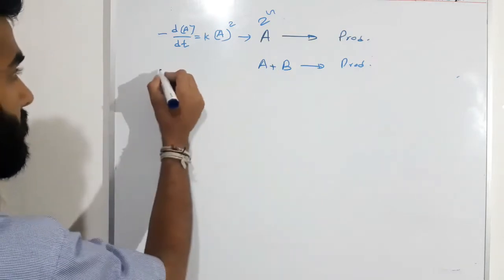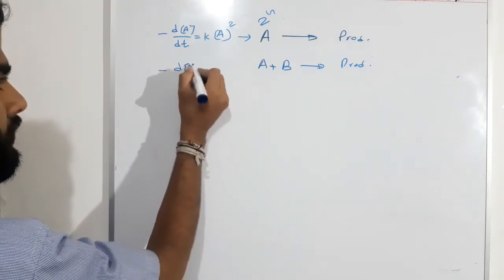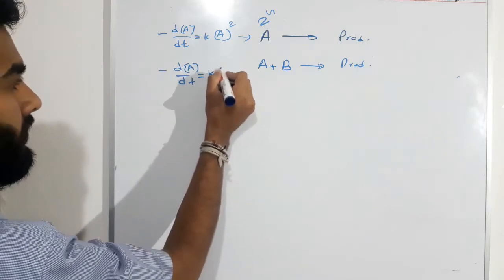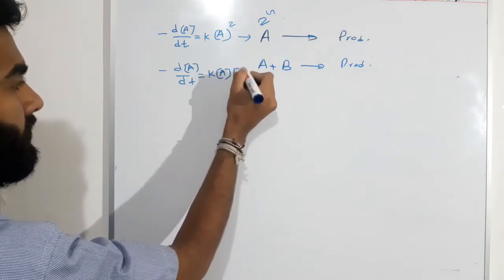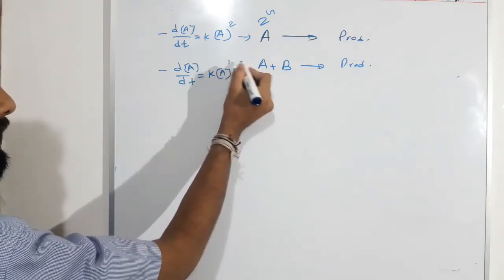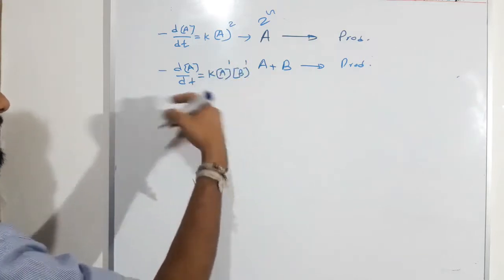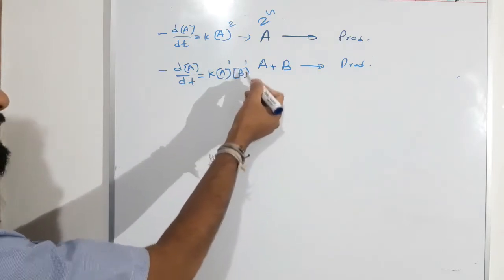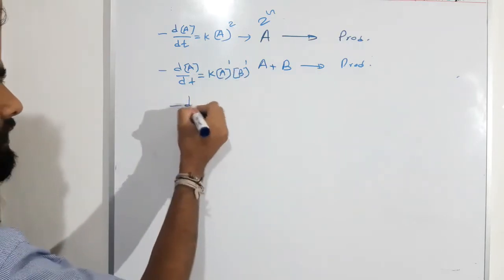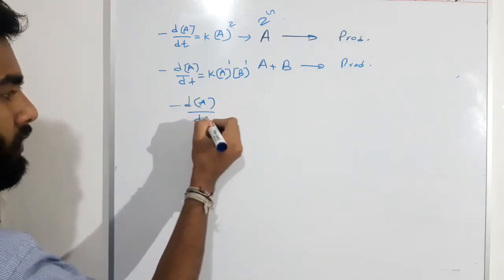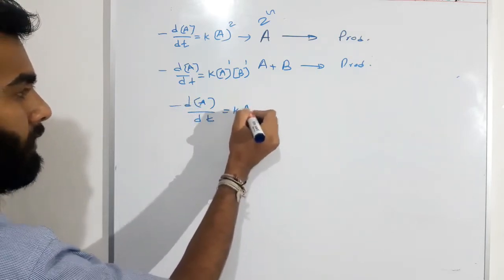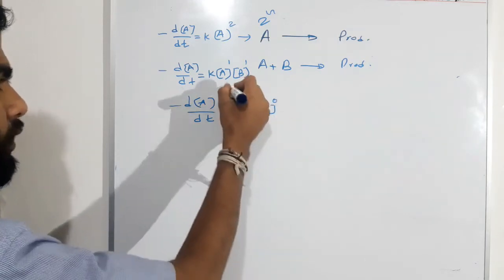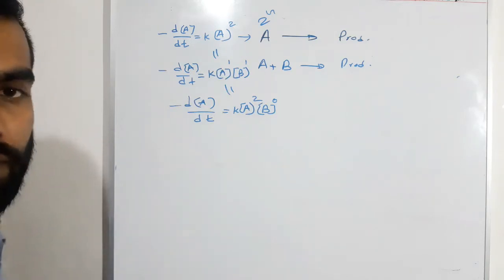What about the second reaction? Rate is equal to K A and B. There are two participants, reactants. With respect to both, the order will be 1. Order of A will be 1, order of B will be 1. Or we can express it like this also, minus dA over dt is equal to K A squared B to the power 0. With respect to A, order will be 2. With respect to B, order will be 0. All are second order rate laws.